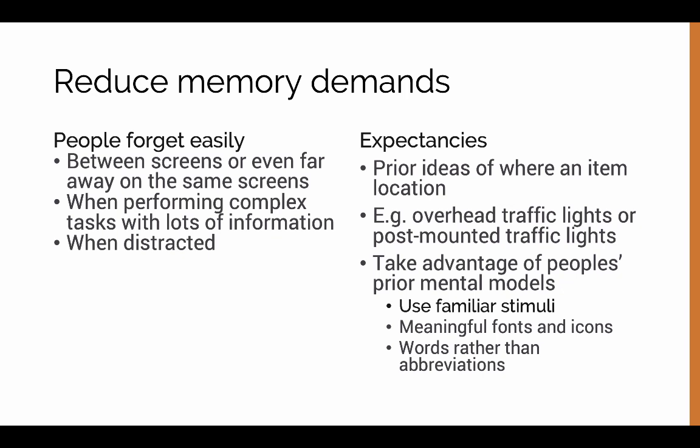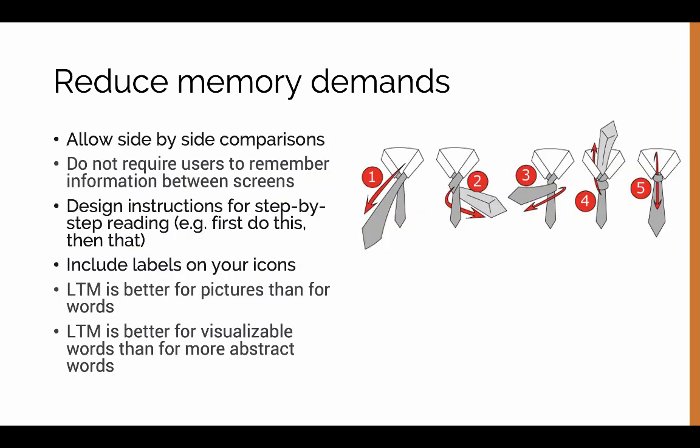And of course, we should do things like take advantage of people's prior mental models. Mental models are really just memory representations. So using familiar stimuli, meaningful fonts and icons, words rather than abbreviations, all help people remember things better. The other thing we can do is provide sort of information in the world. That is, make it so that people don't have to remember everything. Instead, we can put the information as much as possible in front of them.